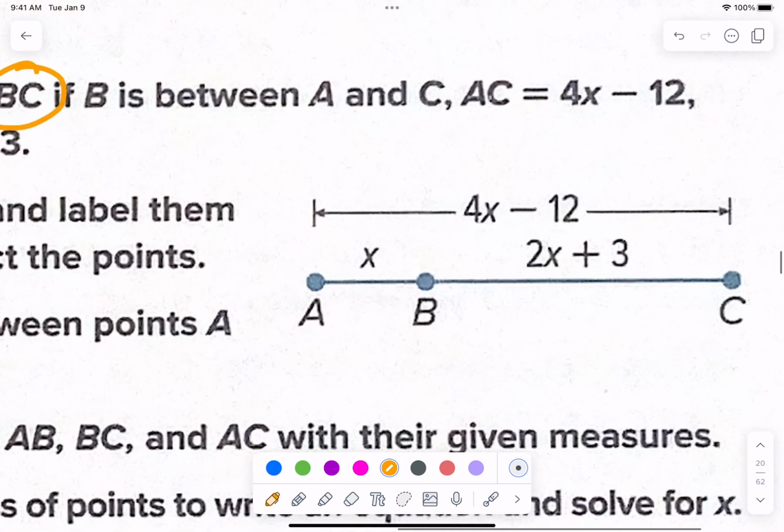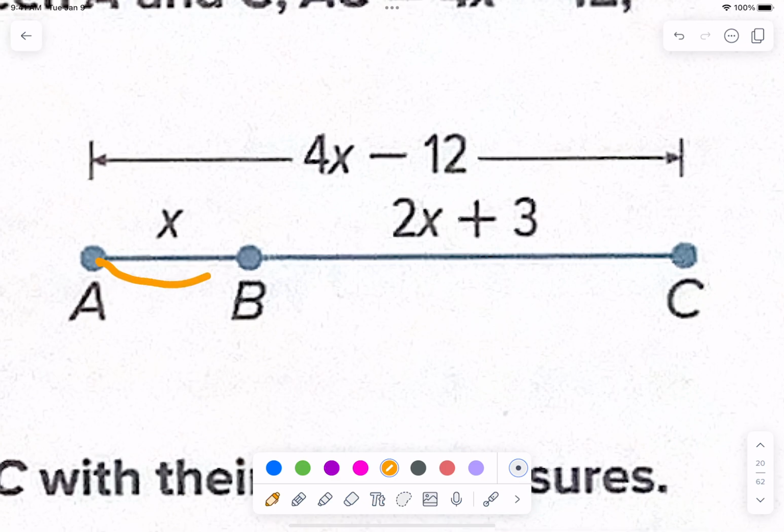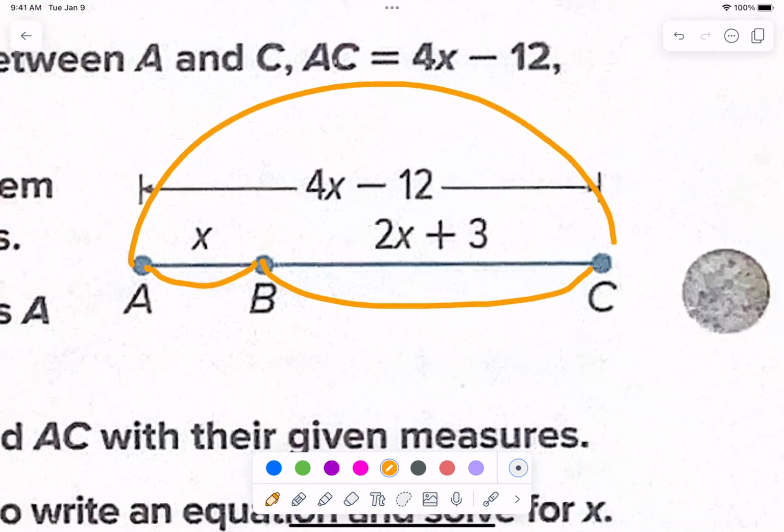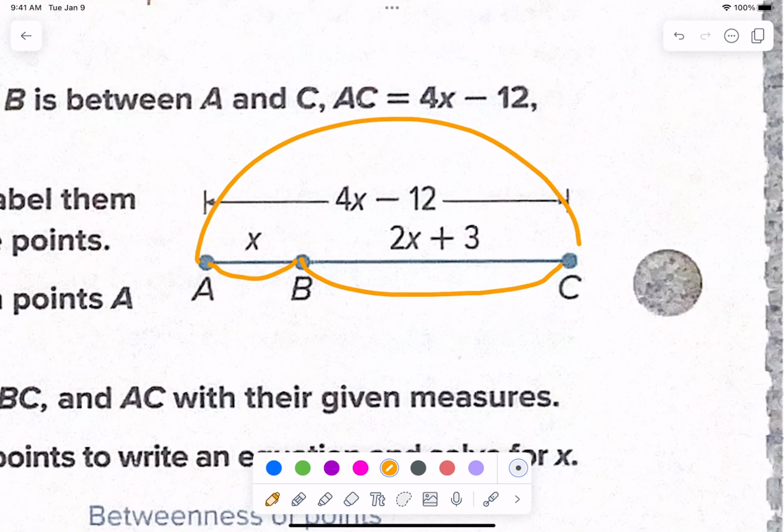All right, here's the diagram that they give us, okay? They say this length right here is X, this length right here is 2X plus 3, and the whole length is 4X minus 12. How the heck do I do that? It's still the same concept of betweenness of points. You add the two pieces together to make the full piece. It's just going to be like algebra, okay? So what two things am I adding together?